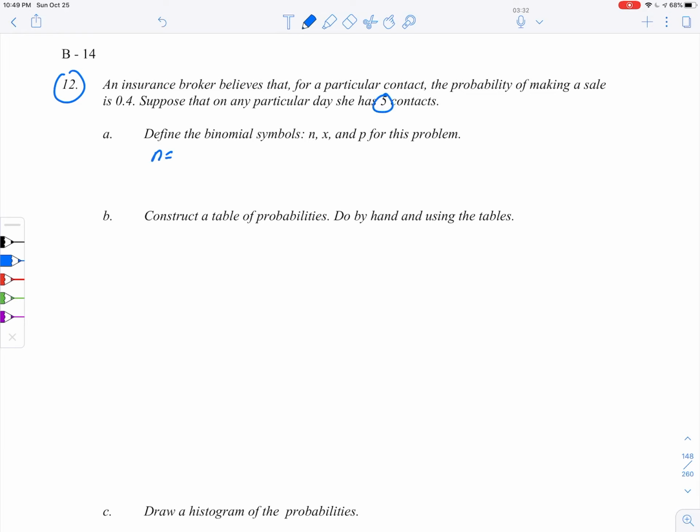So in this case then, we would say n is equal to 5. So we've got 5 contacts. P is equal to 0.4, and that's equal to the probability of a sale, and that's for each contact. So remember, a sale would be considered to be a success. The values of x take on the values of 0, 1, 2, 3, 4, and 5. So that's what we've got there.